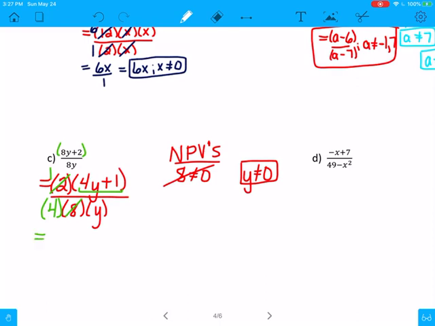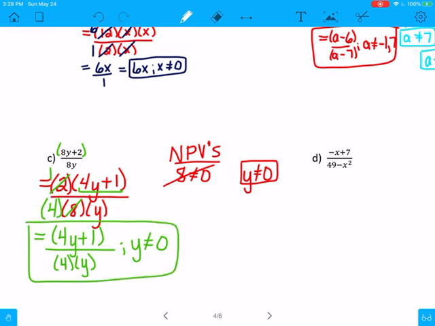1 times 4y plus 1 is just 4y plus 1 in the numerator. And you can put it in its own brackets. And in the denominator, I have a 4 and a y. 4 and y are separate. 4y plus 1 is a whole thing. You cannot cancel those off. Please do not cancel those off. Follow behind with your non-permissible value. y cannot equal 0. And we're done.